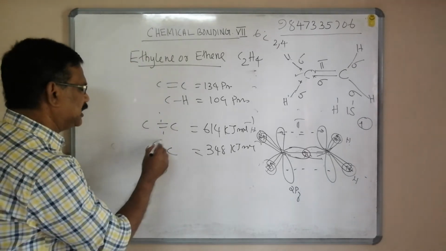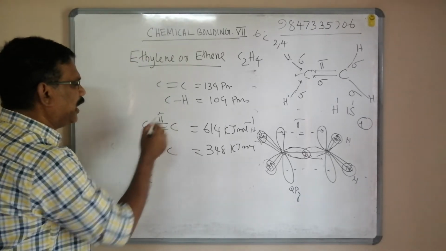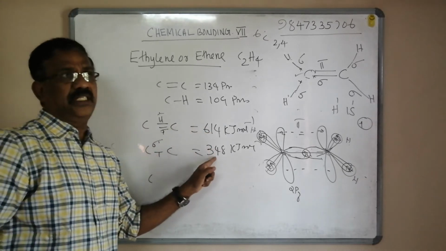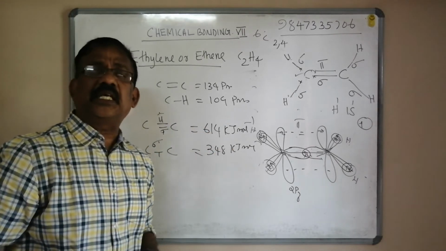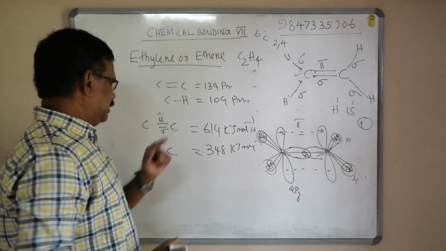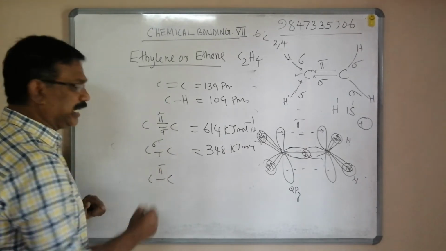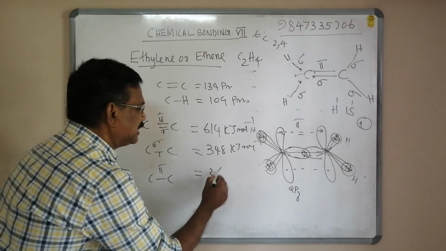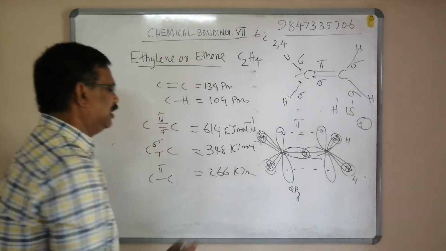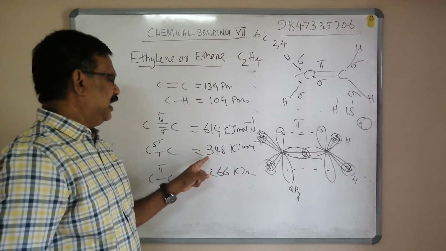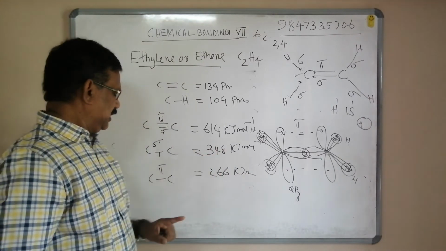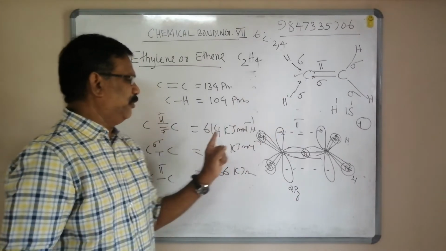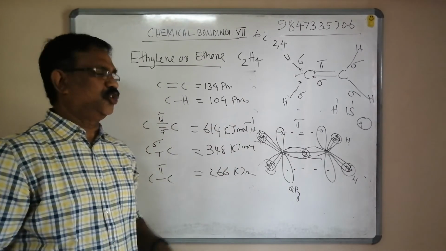Therefore, this is sigma, and this is both sigma and pi. The total energy is 614. For the breakage of the sigma bond, the energy required is 348 kJ mol^-1. Therefore, the C-C pi bond breakage dissociation energy becomes 266 kJ mol^-1. So for sigma bond breakage, the energy required is 348. For pi bond breakage, 266. Total for C=C, 614 kJ mol^-1.